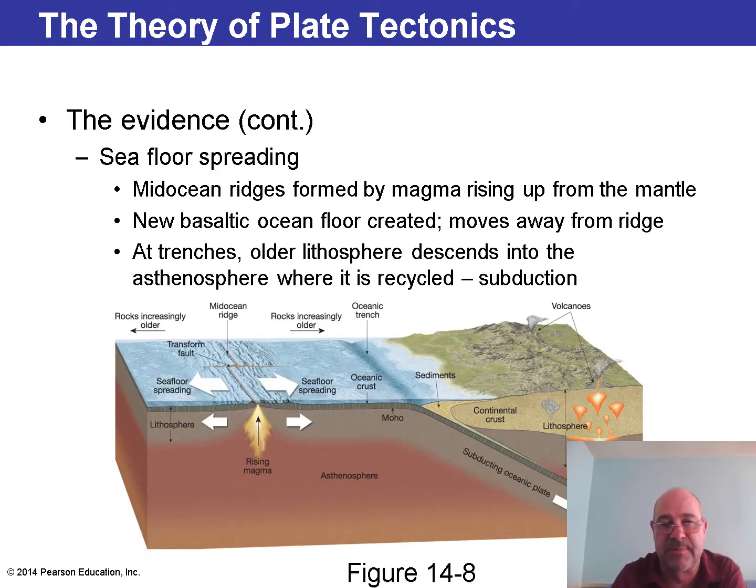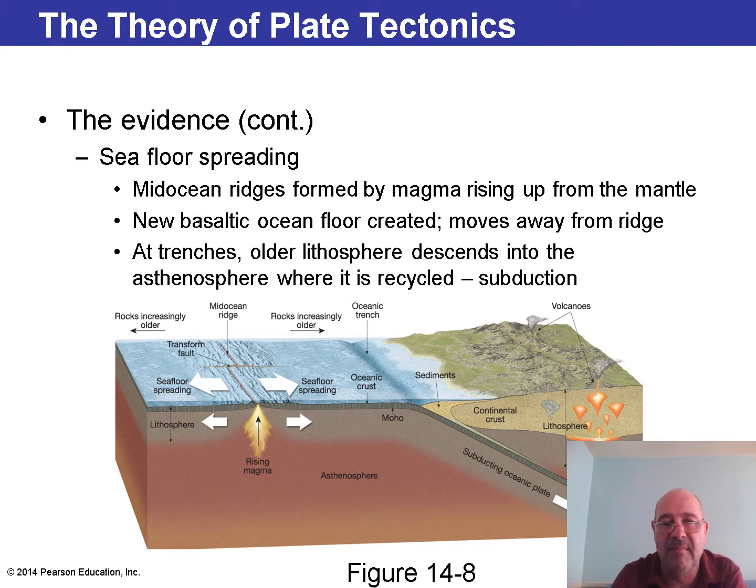So seafloor spreading. This is an important one. The Atlantic Ocean has a mid-Atlantic ridge, a mid-ocean ridge formed by magma rising up from the mantle. So we have magma coming up out of the crust. New basaltic ocean floor is created and moves away from the ridge, so it's spreading apart, which means if you're spreading the Atlantic apart, the Atlantic is more or less growing, which means you've got to have something somewhere else shrinking, which is why along the Pacific plate, we have a lot of subduction going on. And we have other ridges in other places, but if you have something spreading apart, you've got to have something being shrunk up.